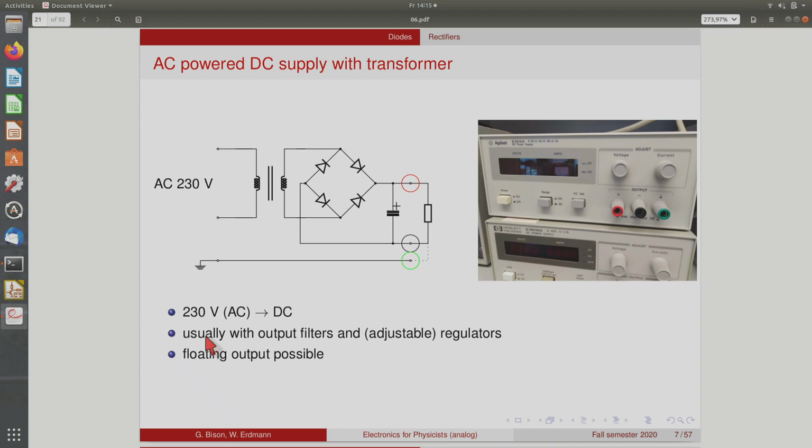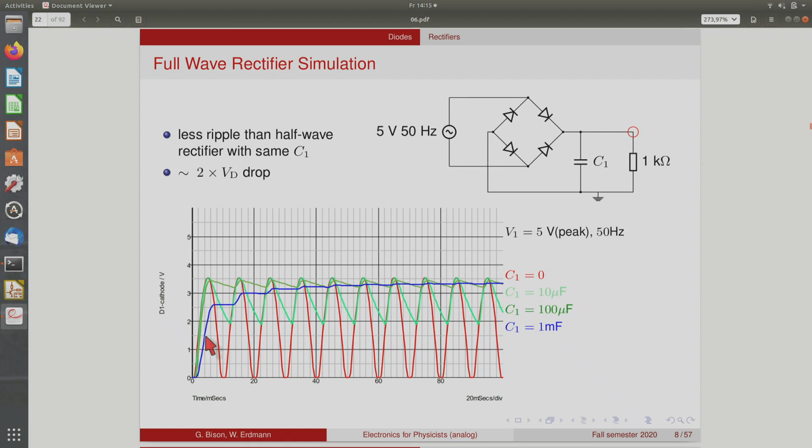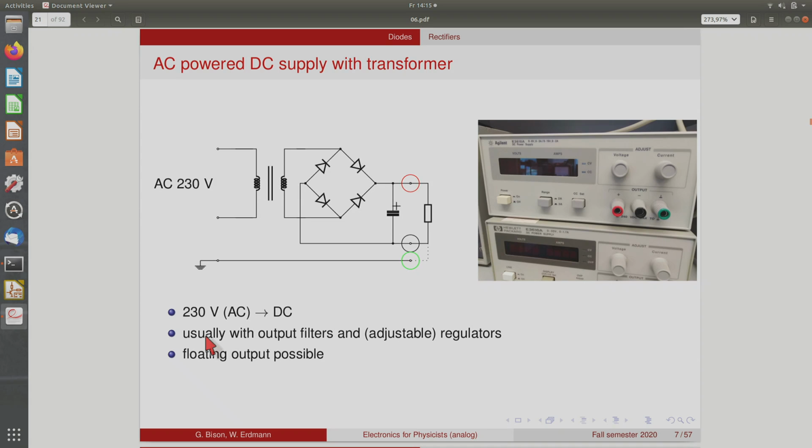The black one is the negative. Physically, it's connected. So this one is really connected like it's shown in the diagram. So it's one point of the bridge. I don't know why my pointer stopped working. Oh no, it works again. So the black connector here is connected like this to one point in the bridge rectifier, and the red point is the opposite point in the bridge rectifier.